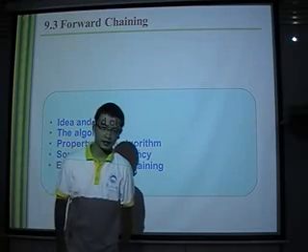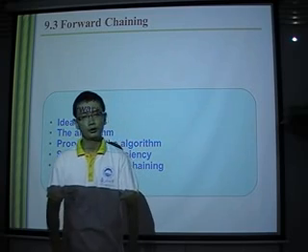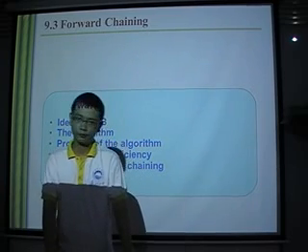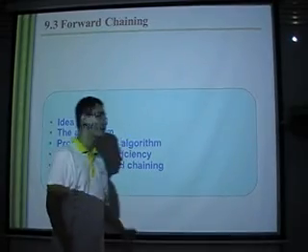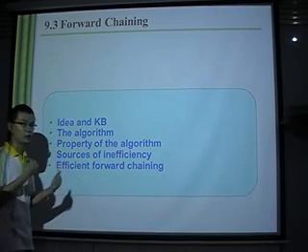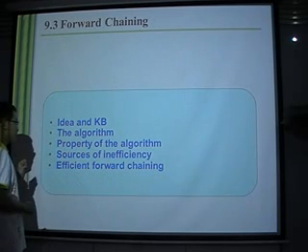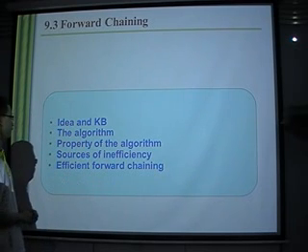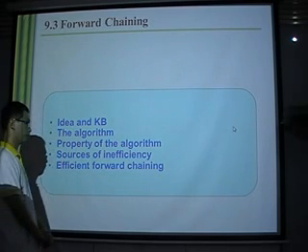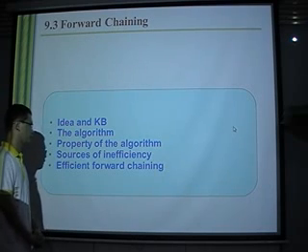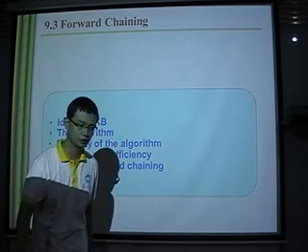Hi everyone, today I'm going to talk about forward chaining and backward chaining algorithms, which are two of the most important automated reasoning algorithms. First, the forward chaining algorithm. I'll talk about the idea, the knowledge base the algorithm will handle, and the algorithm itself. Then, I'll talk about the properties of the algorithm and the source of inefficiency in running the algorithm. Finally, I'll talk about some efficient versions of forward chaining algorithms.